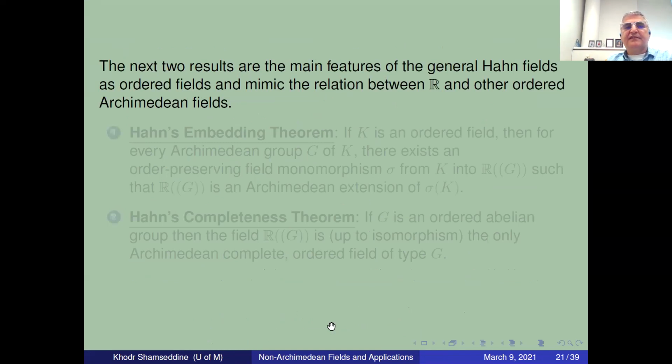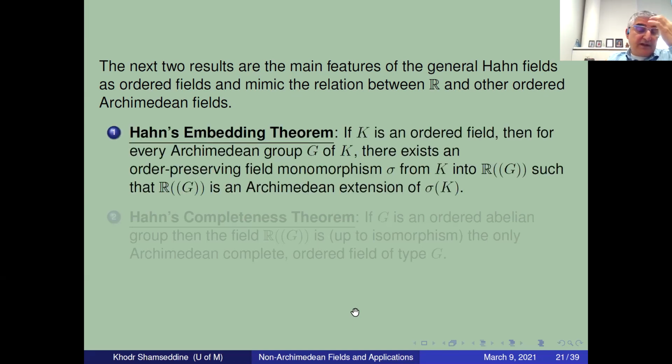And the following two results give us the two main features of the general Hahn fields as ordered fields. They mimic the relation between R and other ordered Archimedean fields. That's what I hinted at earlier. The first one is the Hahn embedding theorem, which says the following. If K is an ordered field, then for every Archimedean group G of K, we can find an order preserving field monomorphism sigma from K into the general Hahn field R of G, such that R of G is an Archimedean extension of sigma of K.